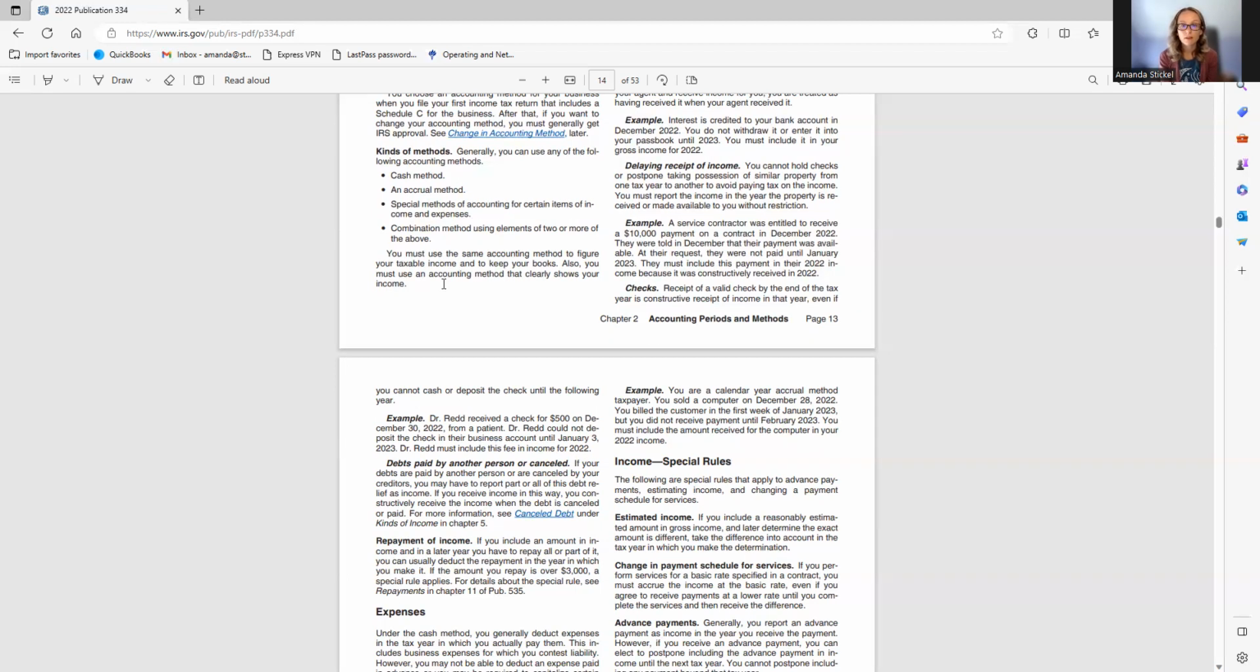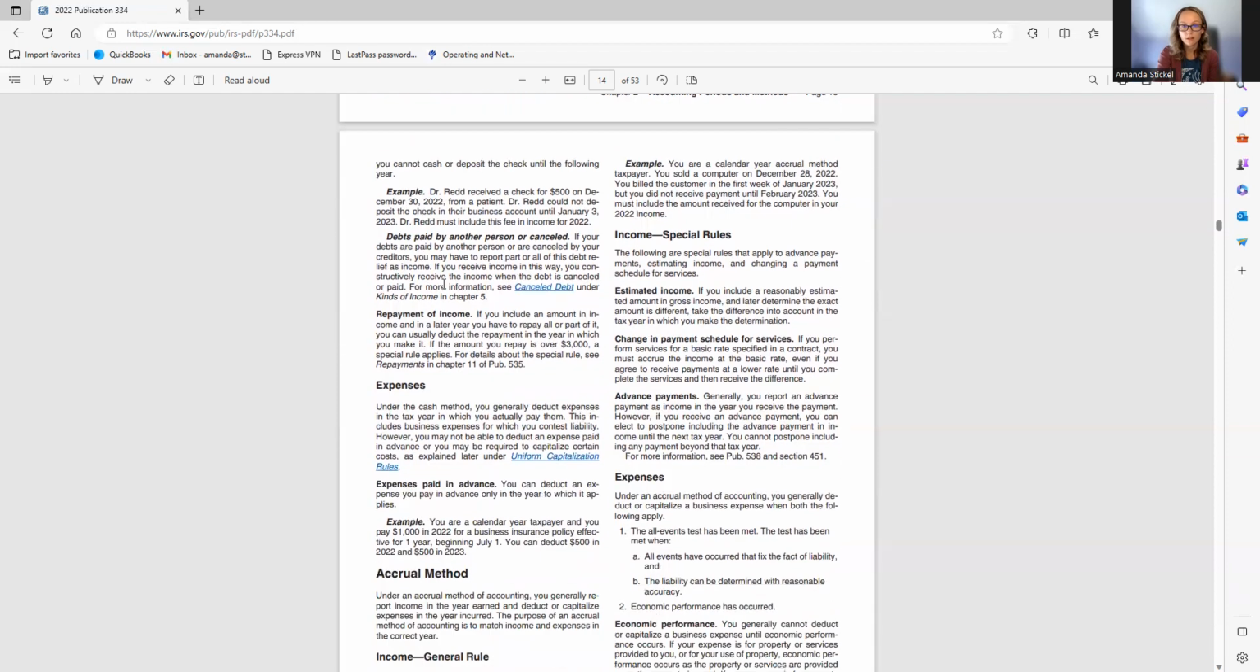Checks. Receipt of a valid check by the end of the tax year is constructive receipt of income in that year, even if you cannot cash or deposit the check until the following year, like I was just discussing. Example: Dr. Red received a check for $500 on December 30, 2022 from a patient. Dr. Red could not deposit the check in their business account until January 3rd, 2023. Dr. Red must include this fee in income for 2022.